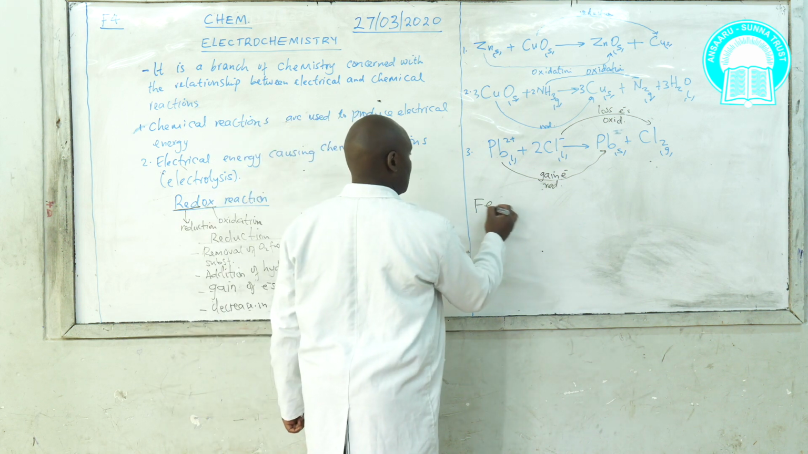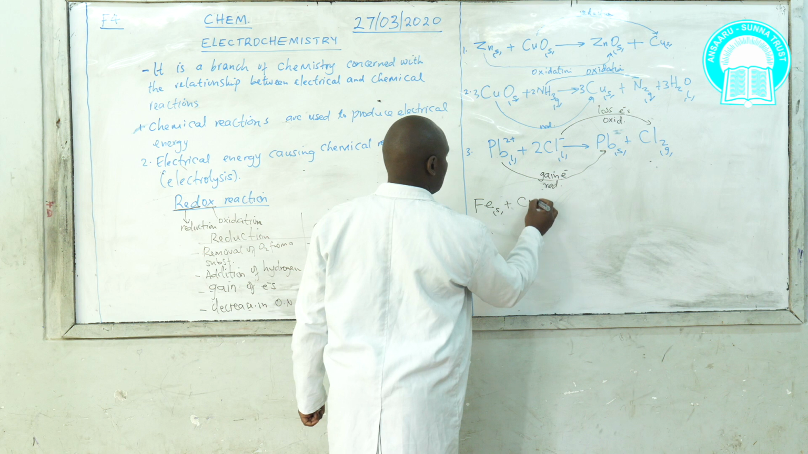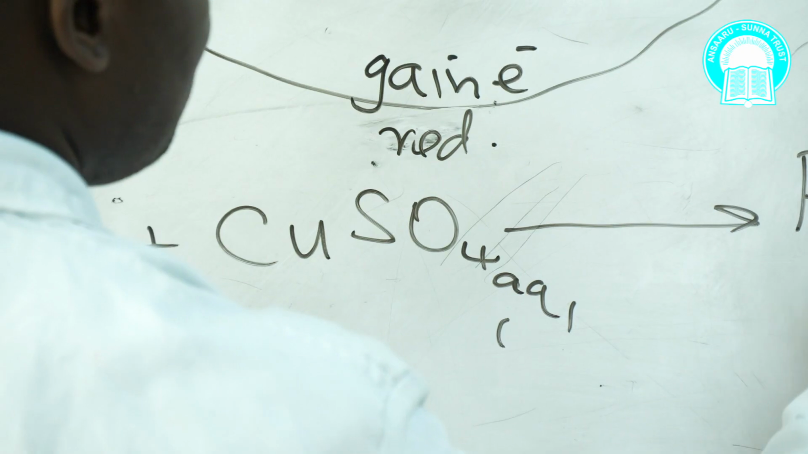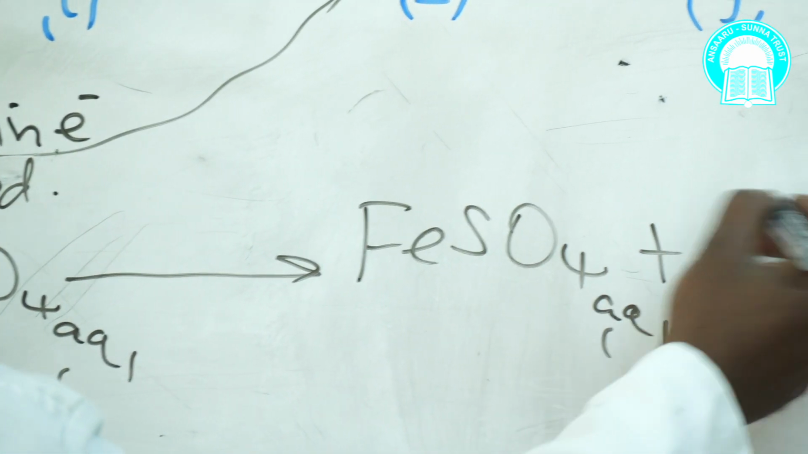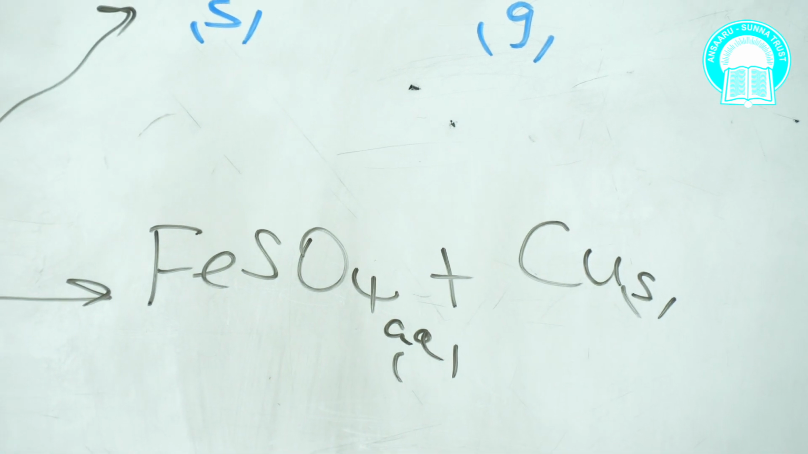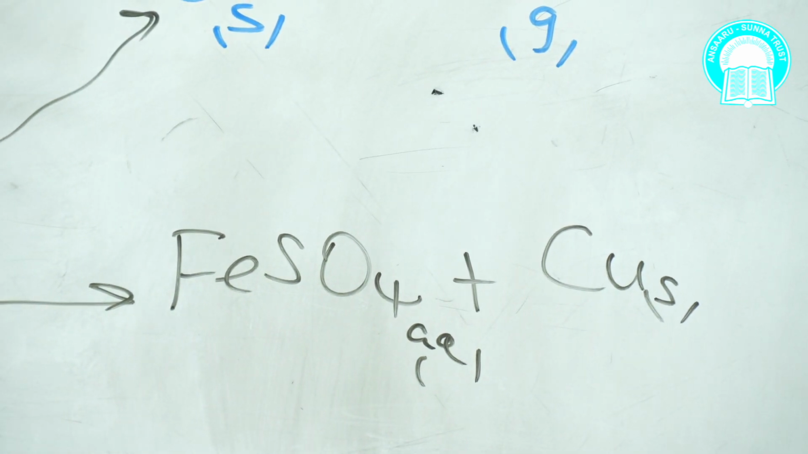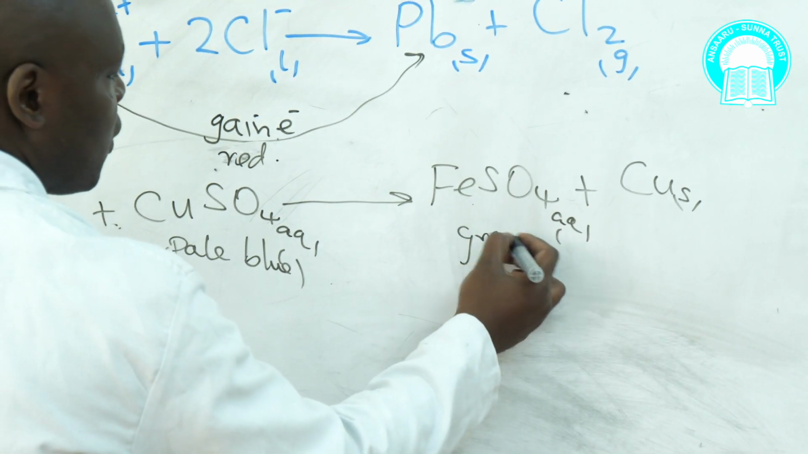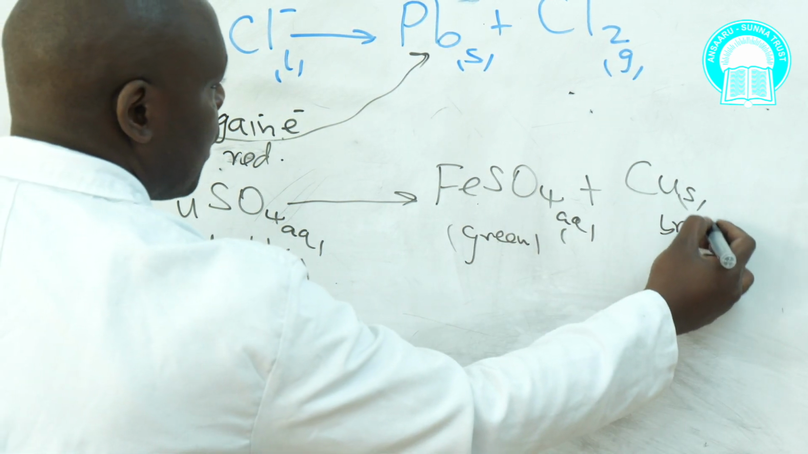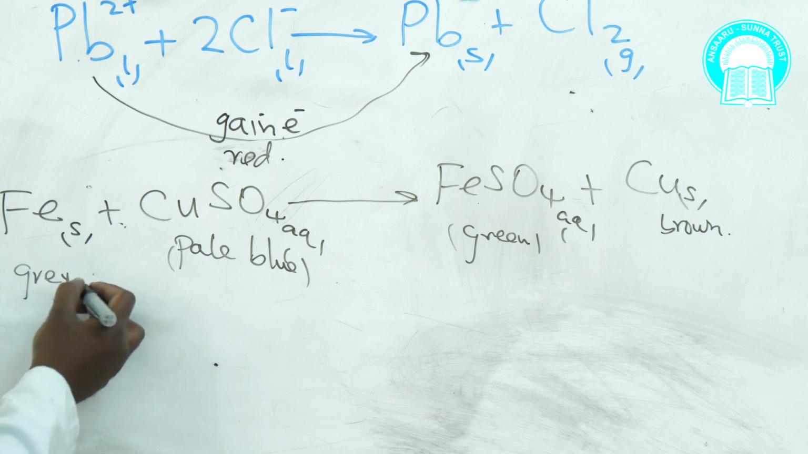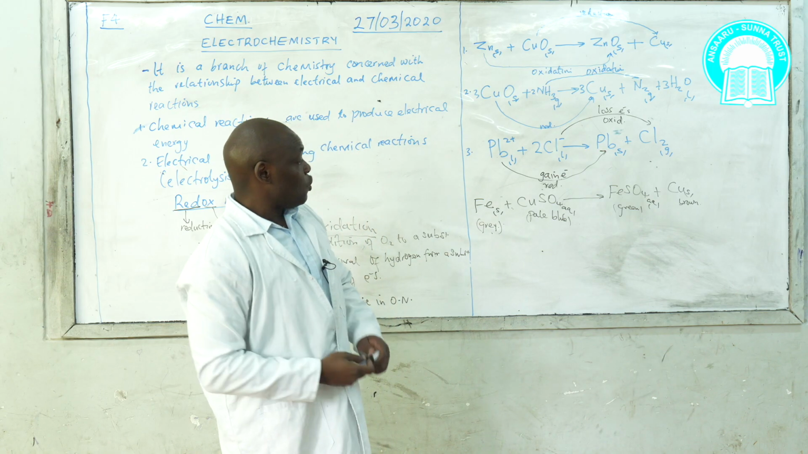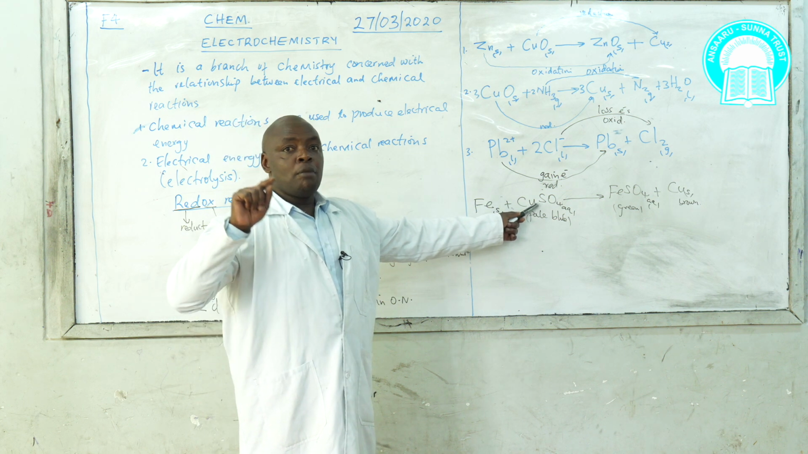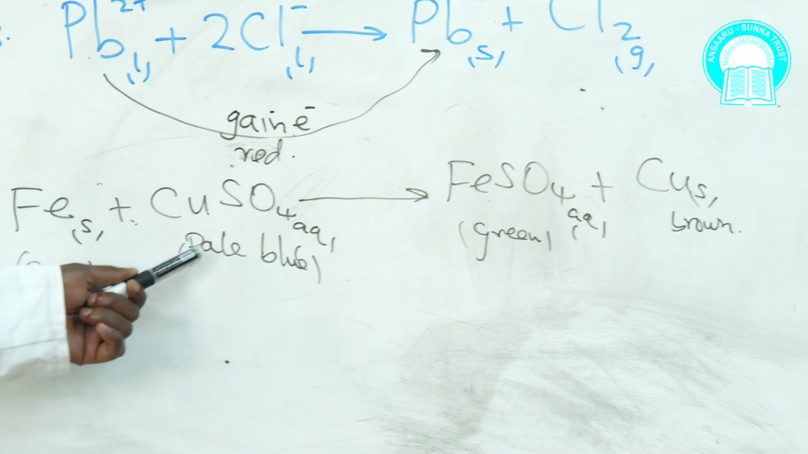Therefore, the reaction is iron reacting with copper 2 sulfate solution to produce iron 2 sulfate solution and copper metal. The color of copper 2 sulfate is pale blue. The color of iron 2 sulfate is green. The color of copper metal is brown. The iron filings or iron powder you have seen is gray. So the observation made here is that when iron is added, the pale blue color of copper 2 sulfate changes to green.